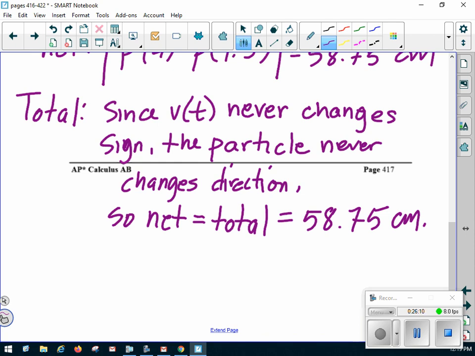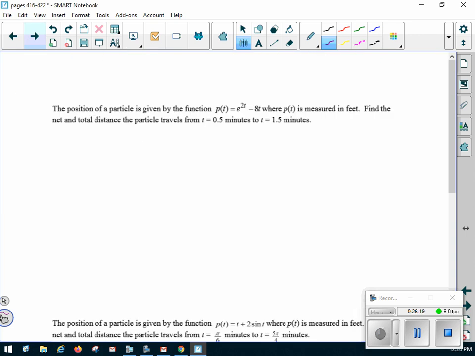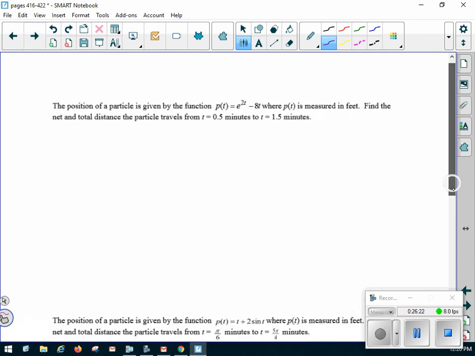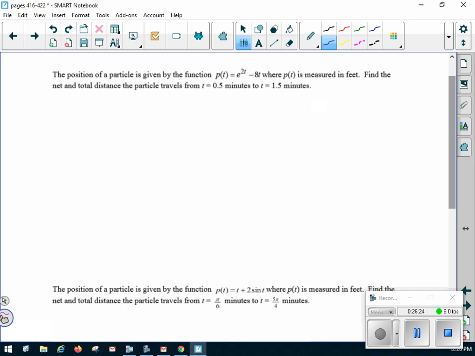Is this making decent enough sense? Next page. We got 10 minutes. We got 2 problems. All right. Listen, the longest part of these next 2 problems is just putting them in the calculator. It's not hard. It's just hitting all the keystrokes. The position of a particle is given by that function. Find the net and total distance the particle travels from 0.5 minutes to 1.5 minutes.